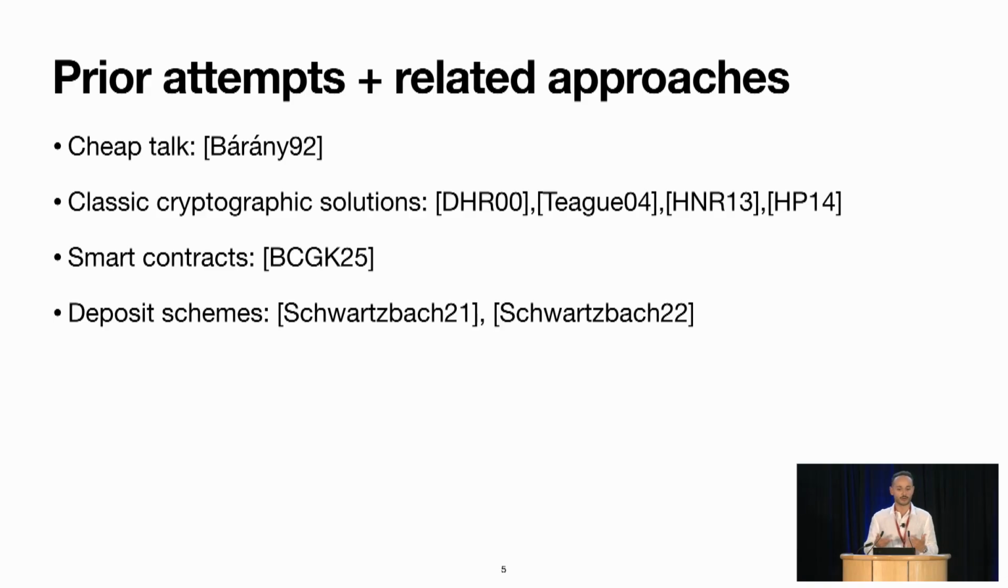People have tried to come up with cryptographic solutions to this, and all in all, it's pretty heavy machinery. And people have done it on smart contracts. On the smart contracts, this work, BCGK25, they use OT, so again, it's not cheap talk, right? Also, Schwarzbach has worked on this, and they assume that the smart contract can see the actions, so that it can see and react, which is kind of a big assumption.